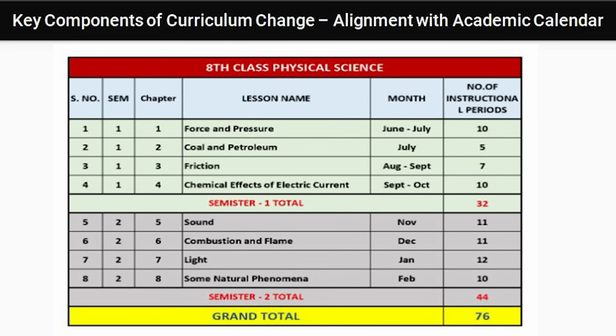If you observe especially the 8th class syllabus, totally there are 8 lessons, and the first 4 lessons are force, pressure, coal and petroleum, friction and chemical effects of electric current. So these come in a sequence, one after the other: first physics, second chemistry, third physics and fourth chemistry. Likewise in the second semester also the lessons are sequenced like that. That means sound, combustion and flame, light and some natural phenomena.